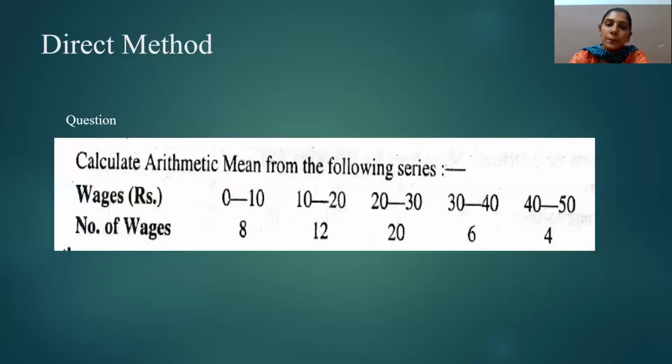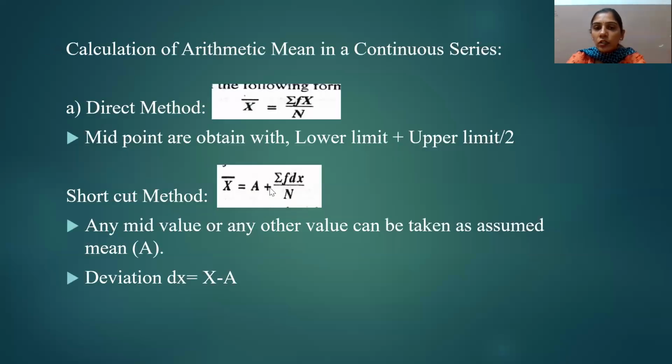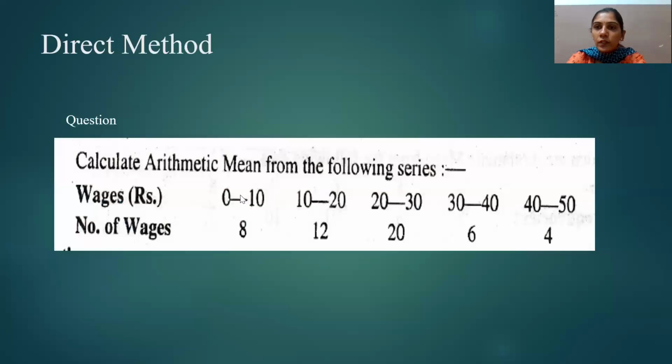So the question is, calculate the arithmetic mean from the following series. In this question, wages are given in rupees and the number of wages is given. So wages are from 0 to 10, 10 to 20, 20 to 30, 30 to 40, and 40 to 50. So a continuous series is given with an interval of 10. There is an equal class interval between all the values, and the number of wages is also given for all the class intervals.